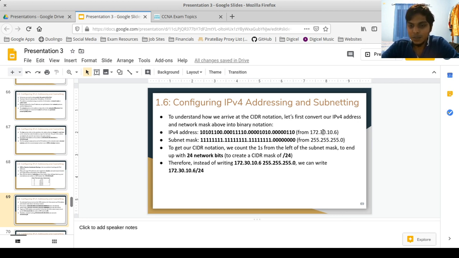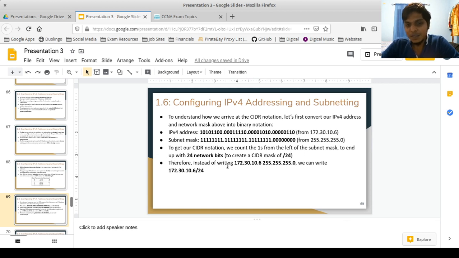We had 172.30.10.6. Converting that into binary notation, we break it up and separate it by the dots still. The subnet mask, we take and put into binary form, separated by dots still. To get our CIDR notation, we count the ones from the left of the subnet mask to end up with 24 network bits, to create a CIDR mask of /24.